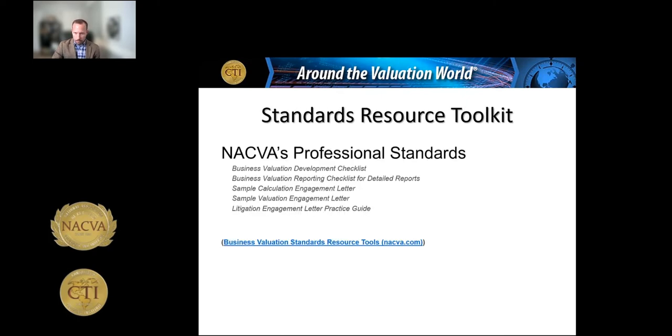So without further ado, that standards valuation resource toolkit that I was just describing has multiple items that you can download in a zip. There's a development checklist to make sure that your business valuation appraisals are meeting the relevant standards. No matter if you're doing a calculation or a conclusion of value, you cannot circumvent the development standards. This has that checklist in there. It also has some really unique stuff for more practice management, like engagement letters, for either litigation, or for a calculation, or for a valuation. So I'd recommend checking that out. That link is also there if you wanted to find a direct hot link to it.